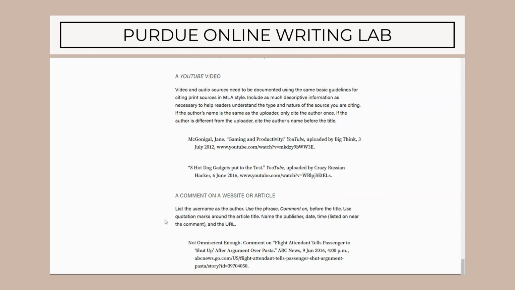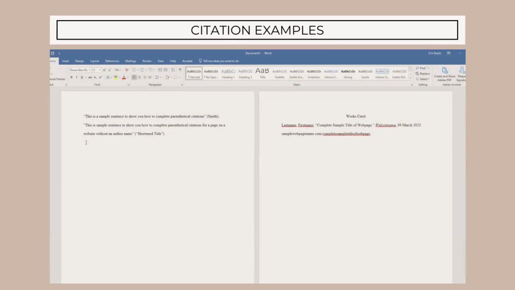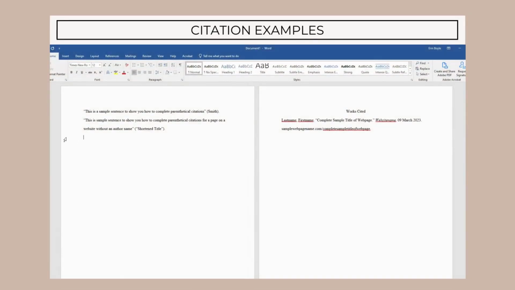Okay, so now that we have talked about the basics of citations and some of the specific examples that we looked at on Purdue OWL, let's look at how we can create these citations in Microsoft Word.